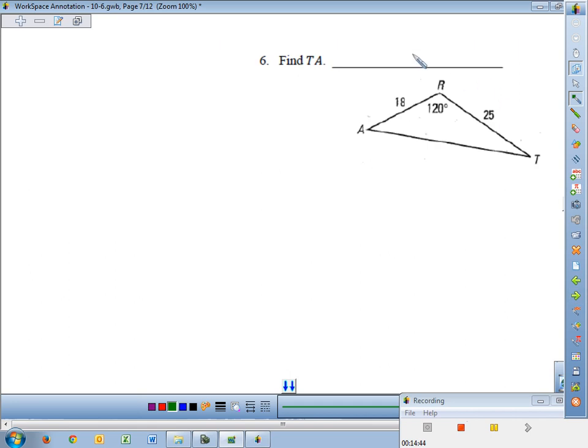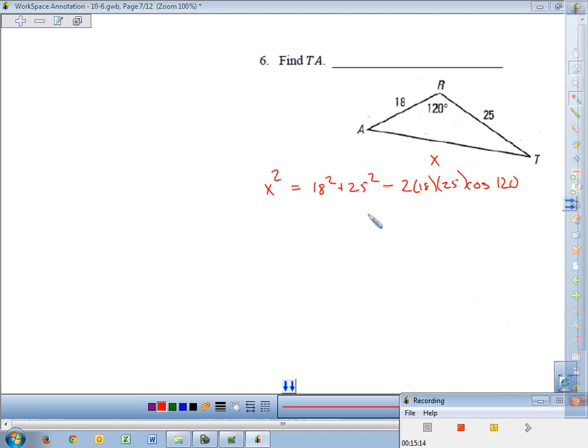Find the distance from T to A. Pause the video, see if you can set this up with the law of cosines correctly. Then check back to see if you set it up right. This is the side we're looking for. It's across from that 120, so that's little x. And here's the other two sides squared, minus 2 times those same two sides, times the cosine of 120 in that situation.